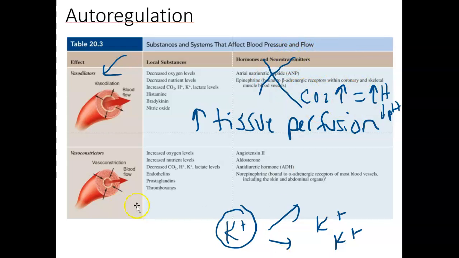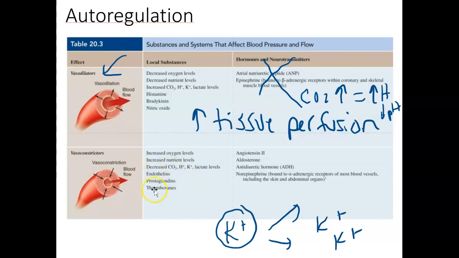Now, what might vasoconstrict? What might be a sign of, hey, I'm good, I don't need more blood? Well, just the opposite of everything up there. So we would vasoconstrict if the O2 levels were elevated or if there were plenty of nutrients, right? That makes sense. We would vasoconstrict. If our CO2 fell or hydrogen fell or potassium, then we're not going to worry about sending blood there.